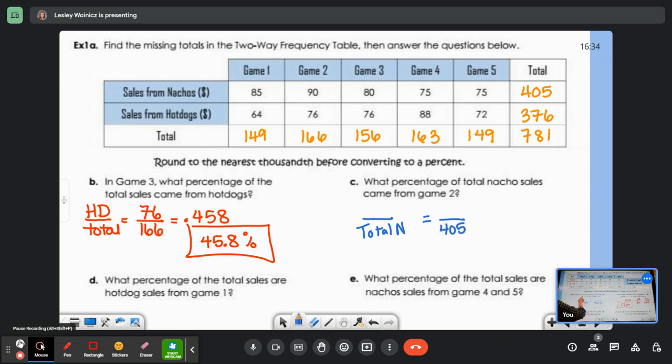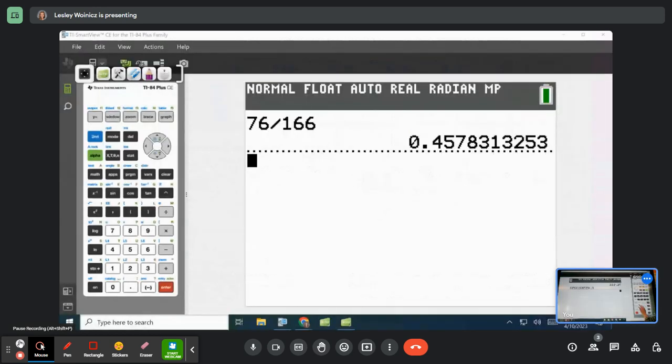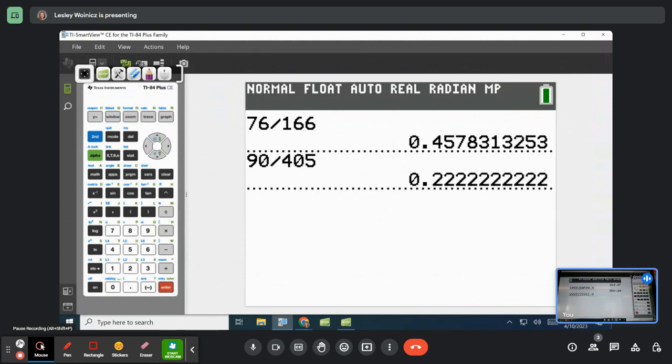And we want what percentage of that total comes from game 2. So I'm going to use game 2 nachos, which is 90 bucks. So 90 divided by 405. Rounding to the nearest thousandth, it's 0.222, so that would be, move the decimal point over twice, 22.2%.